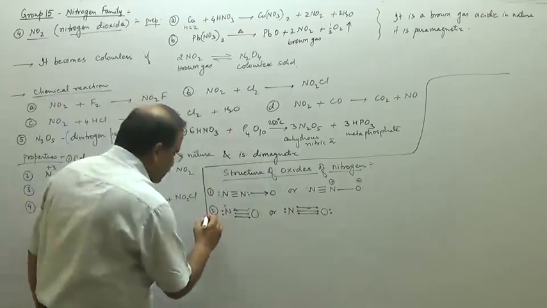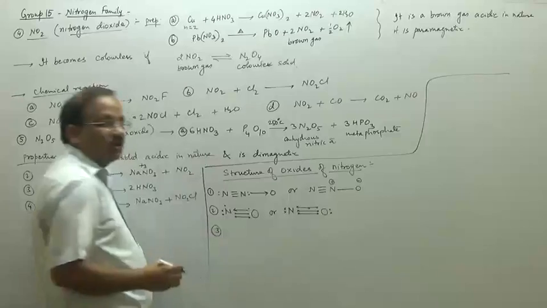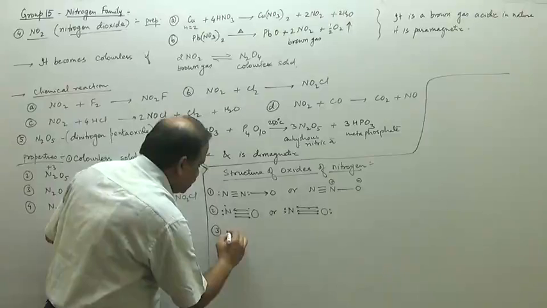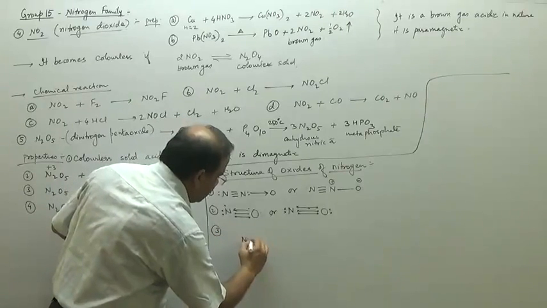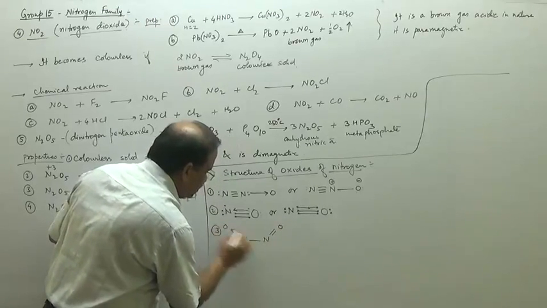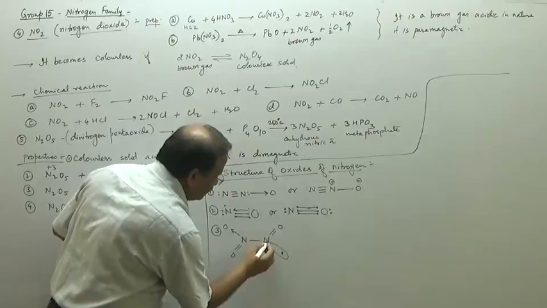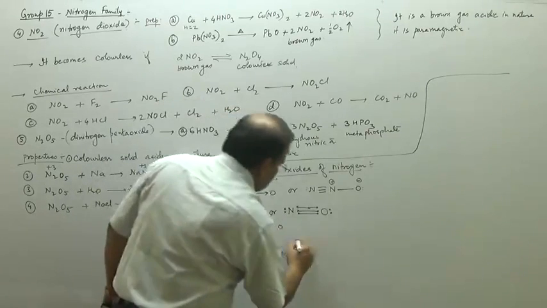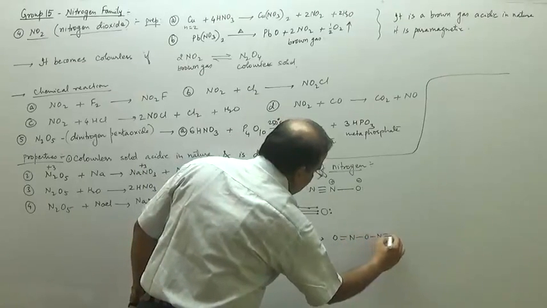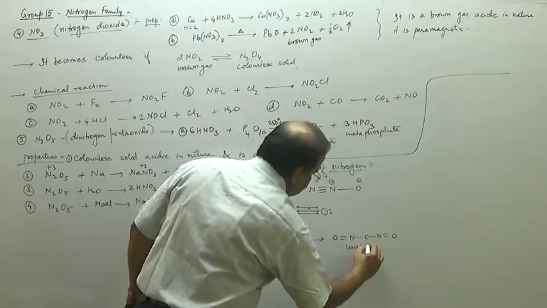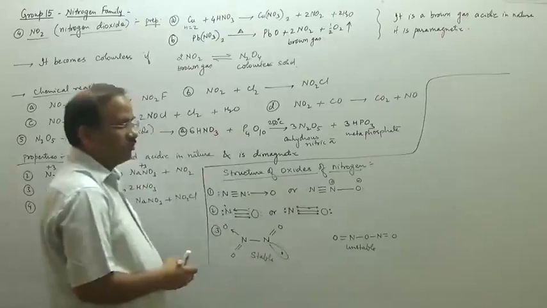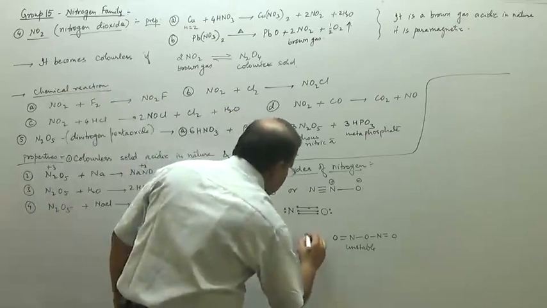Now you can write the third one, that is N2O3. So N2O3 we write like this: N double bond O, the coordinate bond with oxygen, and the lone pair is present there. Or I can write it as O double bond N, O double bond, like this. This is an unstable structure, and this is a stable structure.